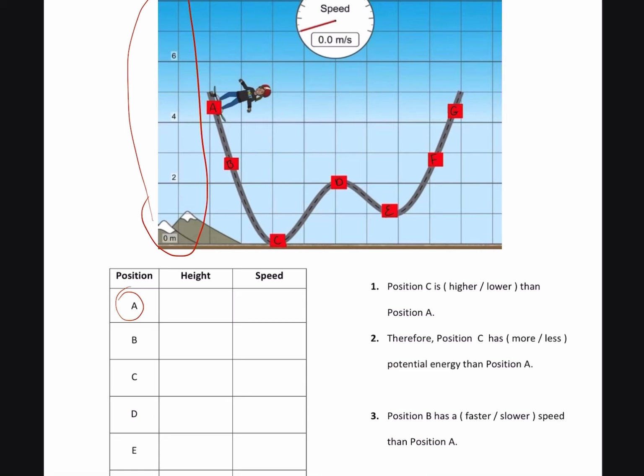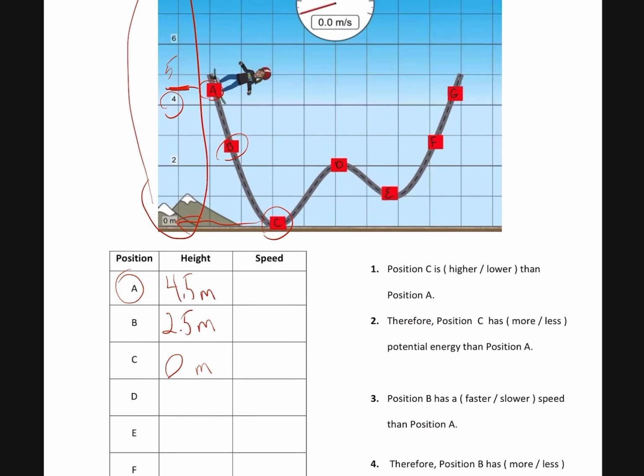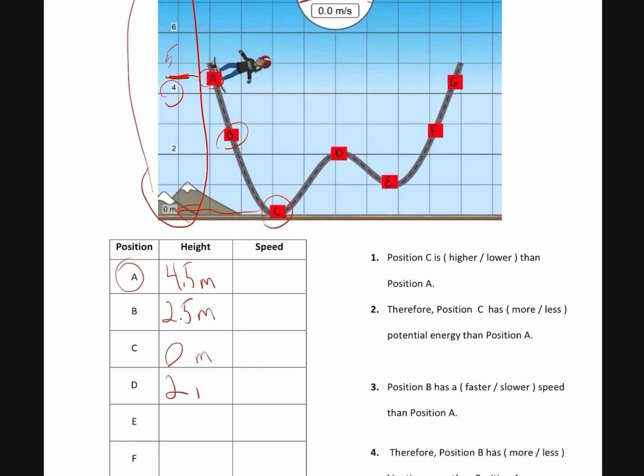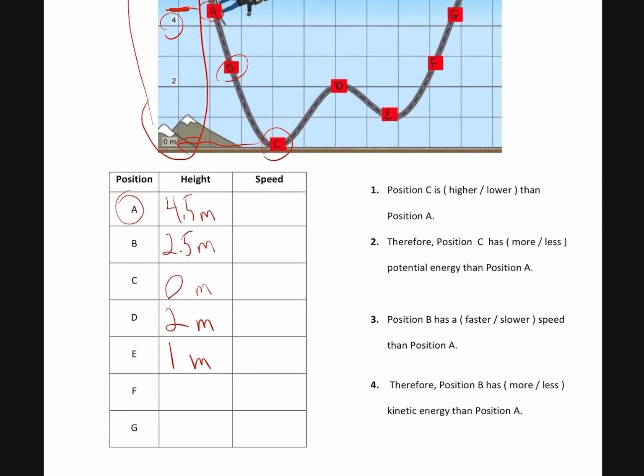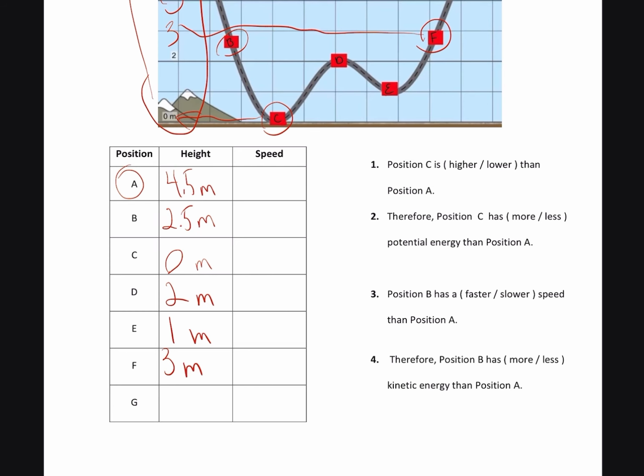So at position A, he's at 4.5 meters, and I know that because here's 4, here's A, and it's halfway between 4 and 5. B, he's going to be at 2.5. C, he's at the bottom, so he's at 0 meters. D is up at 2 meters. E is 1 meter. F, we're going to say that's 3 meters. And G is going to be 4.5 meters.